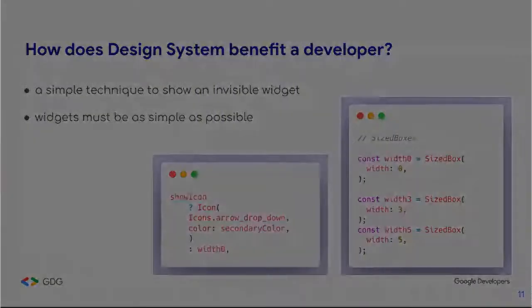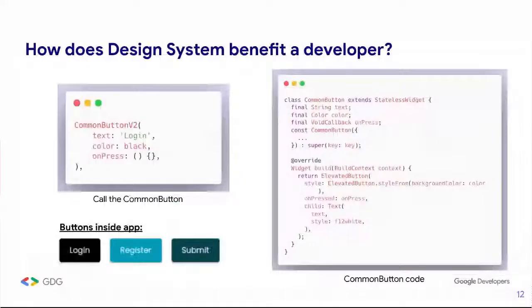So, how does design system benefit a developer? One more, we're going to look at another benefit here. So, I have a common button. Now, this is a common widget, a button inside the app: login, register, submit. Now, you're going to notice that they all look alike, but they have different colors and different text, right? So, we're going to look at how we can do this. We have a common button and I have the body of this button here.